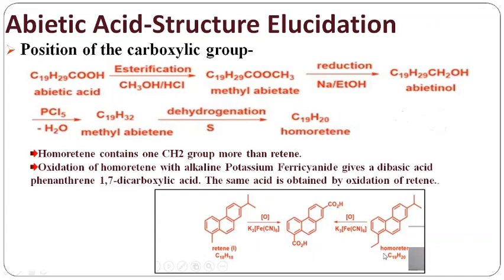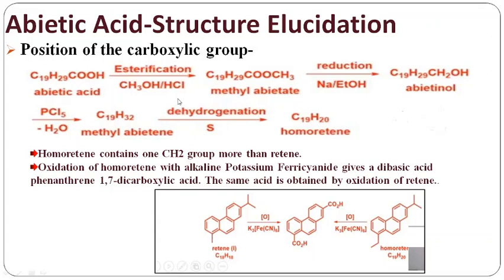Both of these, retene and homoretene, when reacted with potassium ferricyanide, give the same product, a dibasic acid, which means that with the help of this reaction, we can assign the position of the 1 extra methyl group in homoretene at this position. That means it is present in the form of this structure. An ethyl group is present at position 4 in homoretene, whereas in retene the methyl group is present.